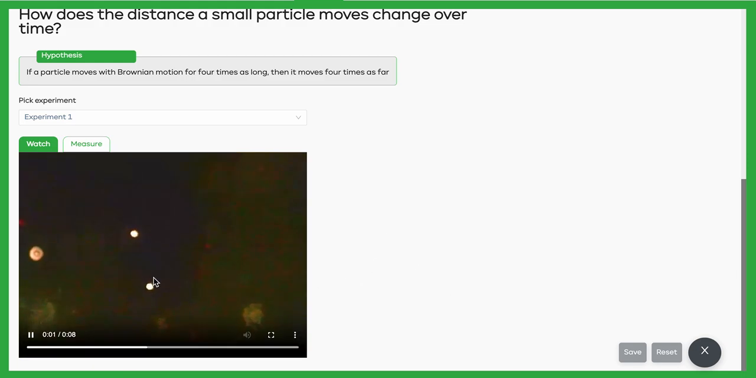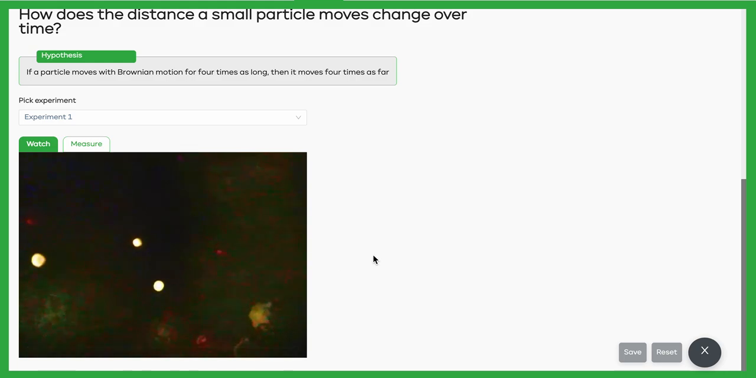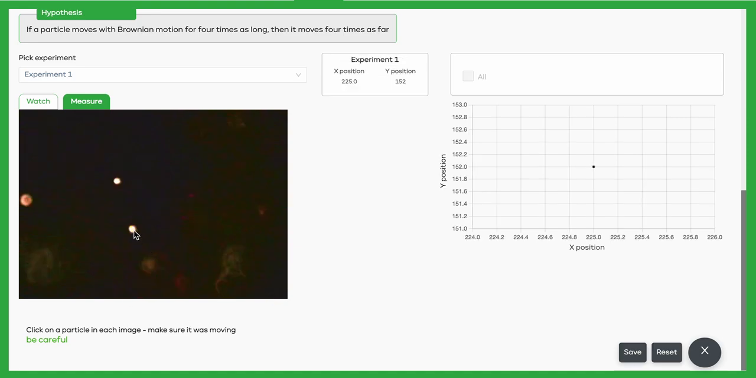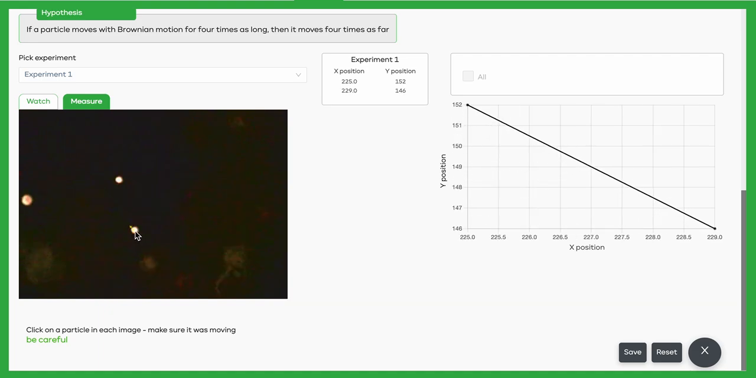So I'm looking at these. I can see 3 that are pretty bright. One of these 2 in the middle seems to be pretty easy to follow. So our job is just to click on the particle and make sure it is moving. This one was, so I'm just going to click on it. Okay, it moved. I click again. It moves. I click again.